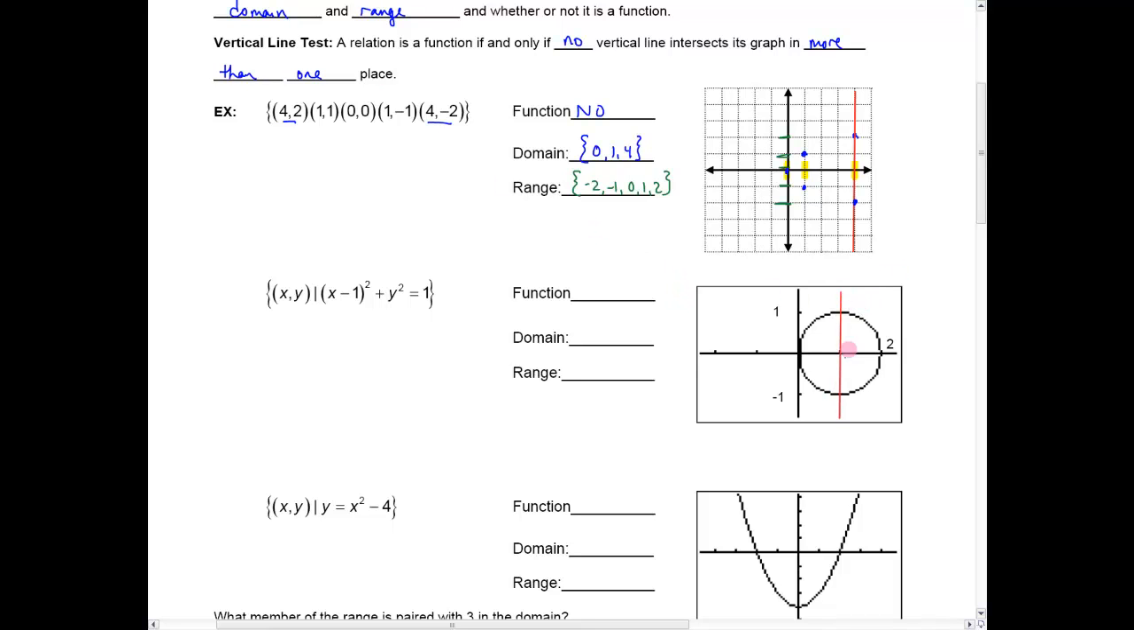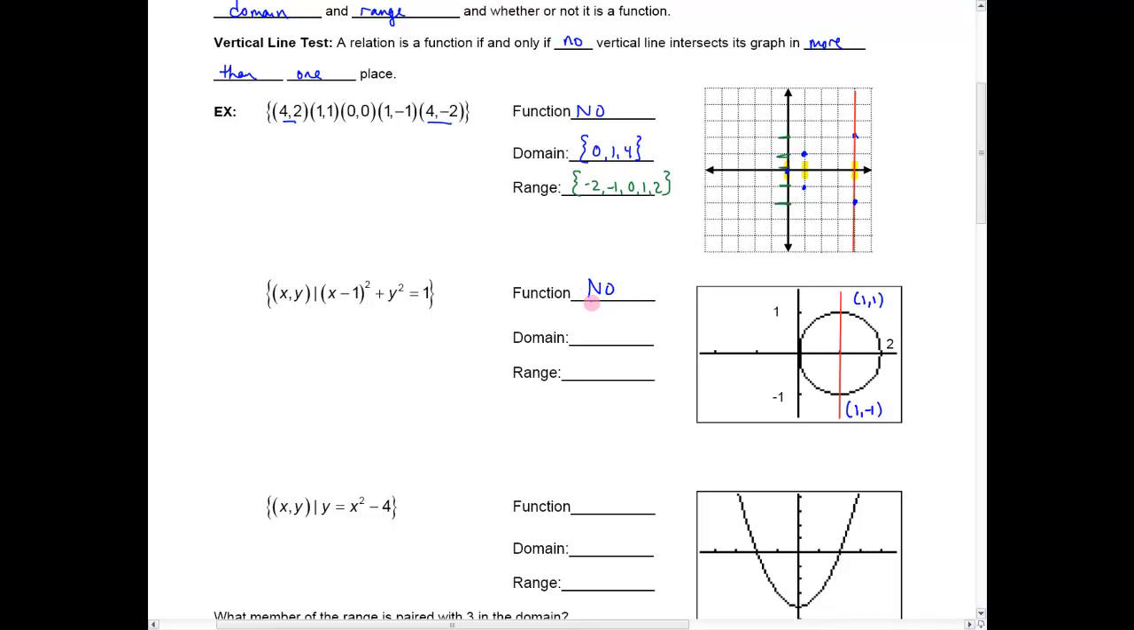So what that means is that this x value of 1 has both a y value of positive 1 paired with it, and a y value of negative 1 paired with it. By the way, notice that if you plug in x equals 1, this part would be 0, and you get y² = 1, and so both y equals positive 1 and negative 1 make it true. So there are two ordered pairs, so that's not a function.